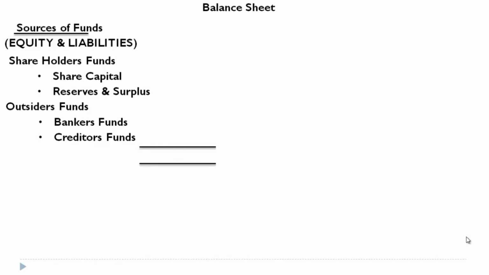Then these sources of funds will be used for creating assets, right? So we'll call it uses of funds, which can also be called assets. So assets can be classified into two. One is non-current asset and two is current asset. So what is the difference between the non-current and current?